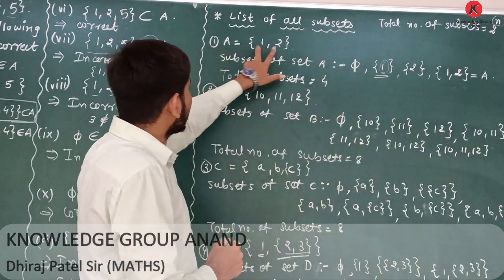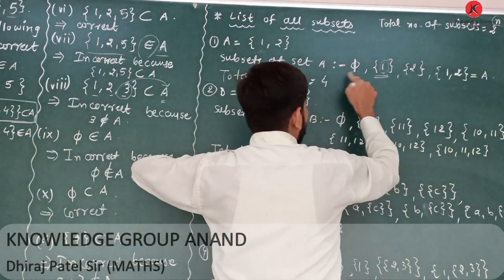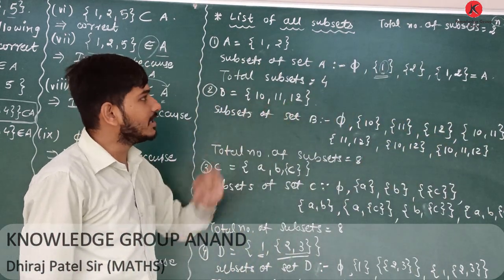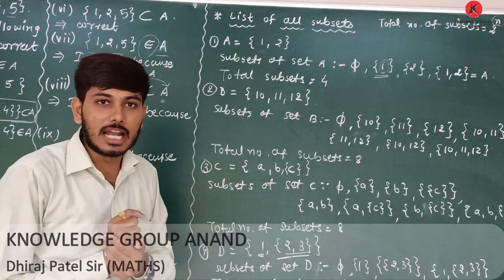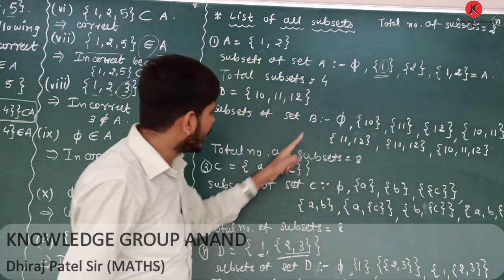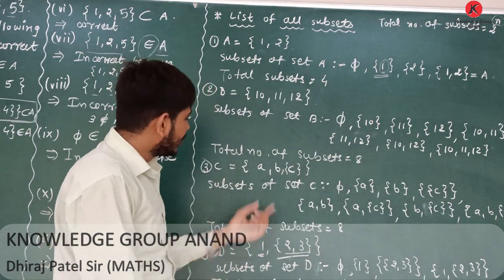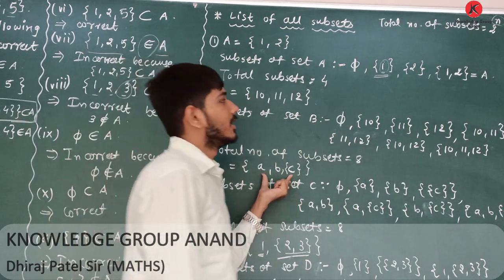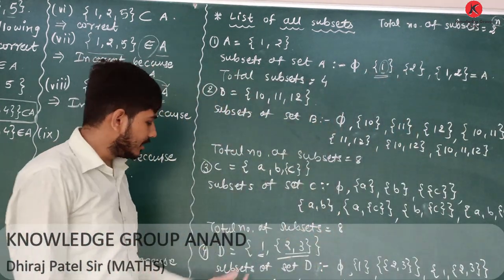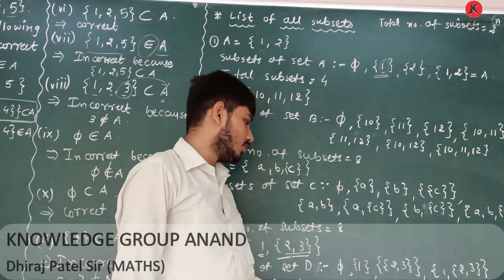See here, set A has 2 elements, therefore 2 raised to 2, the answer is 4. Therefore a total of 4 subsets are there. Same here, set B has 3 elements, therefore n equals 3, 2 raised to 3, so the total number of subsets is 8. Same for set C, total number of elements 3, so 2 raised to 3 equals 8. And set D has 2 elements, so the total number of subsets is 2 raised to 2, which equals 4.